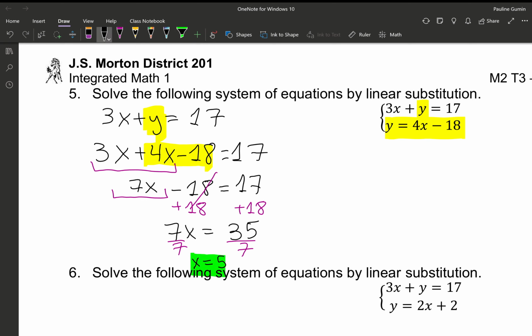Now that we know x, we can actually use this equation to find out what y equals. I'm going to, well, you could really use either of the equations. I think this one's just a little easier to use since it's a y equals. Now instead of x, I'm going to substitute in the 5 that we got.